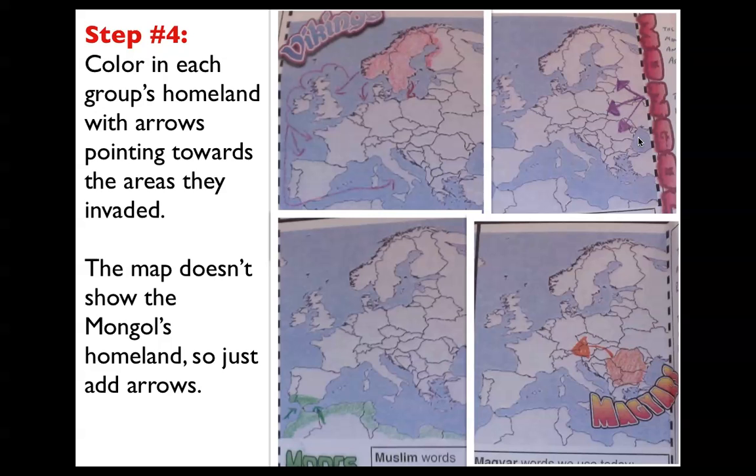Make sure you have your foldable completed. Bring it with you to the beginning of class tomorrow so you can participate in tomorrow's activity.